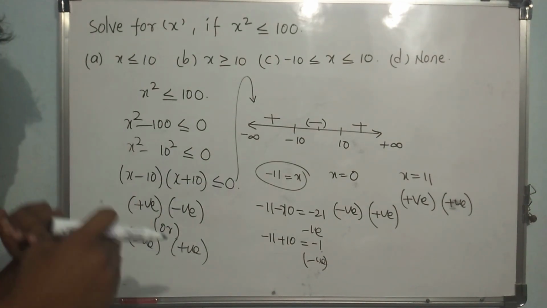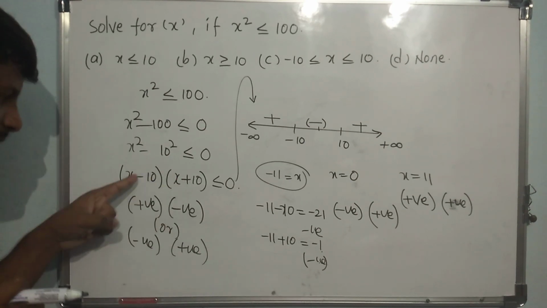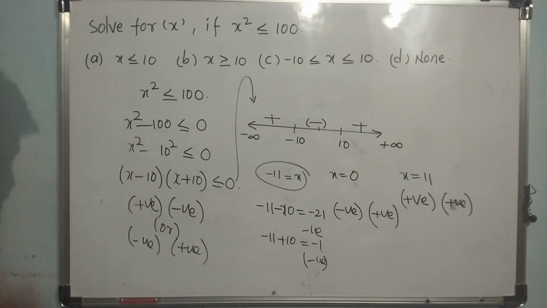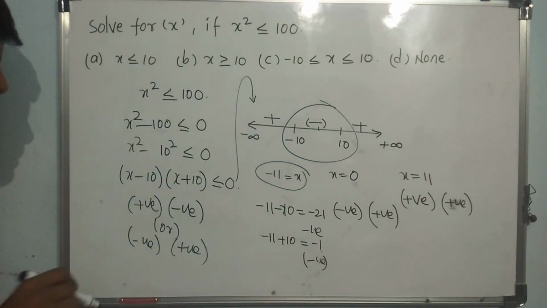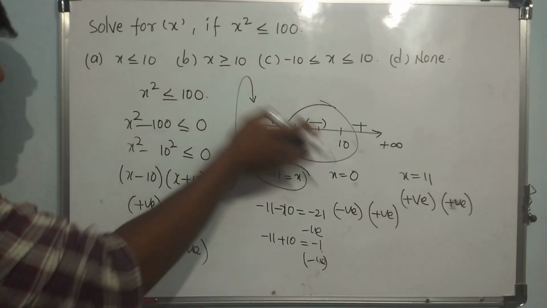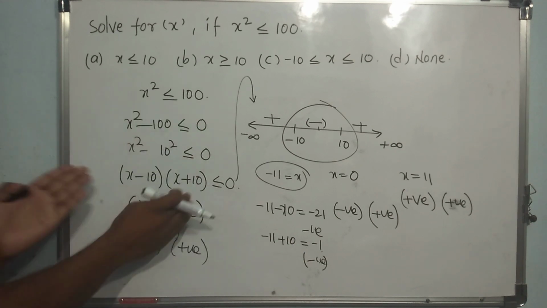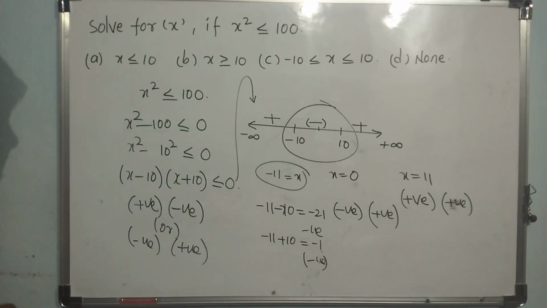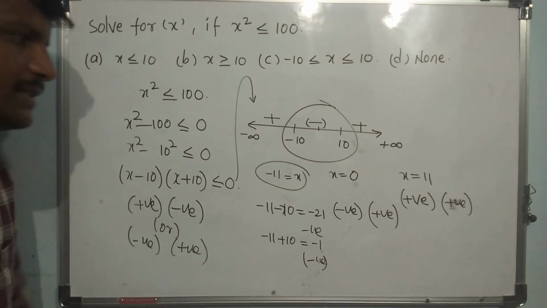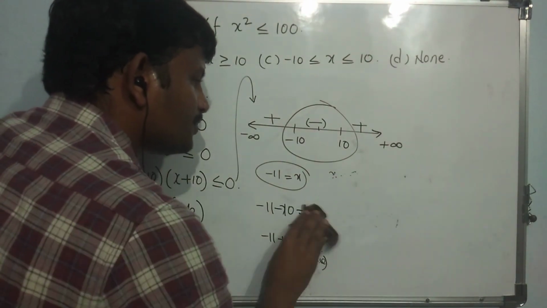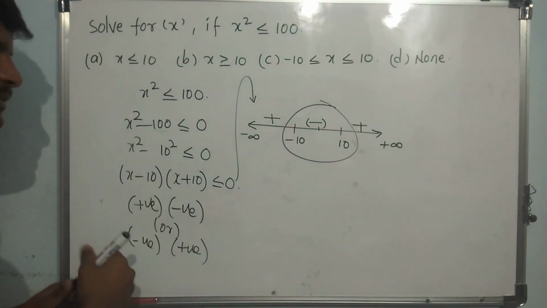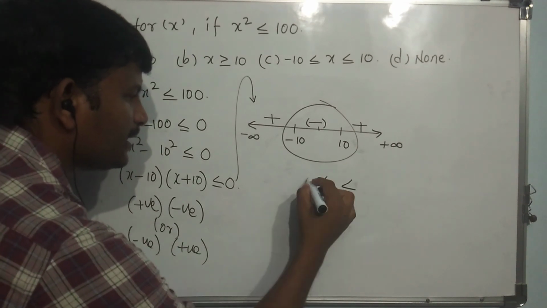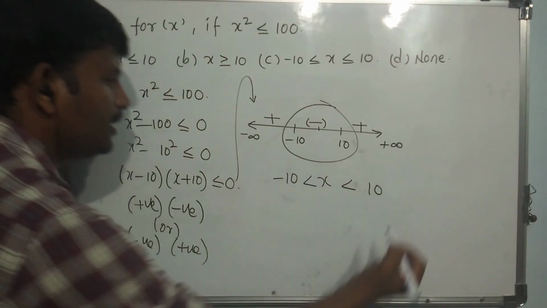For what values of x will this expression be negative? That is your intention. And where is it happening? Here it is happening. The values of x must be from minus 10 up to 10. If you take values like that, this expression becomes negative. That's enough, right? So you are getting an answer. I am erasing this now. Your answer is that this expression is negative from minus 10 to plus 10.